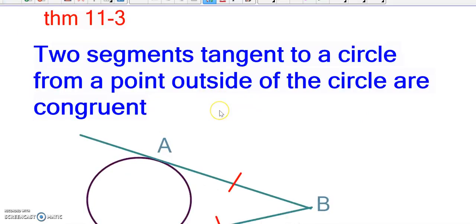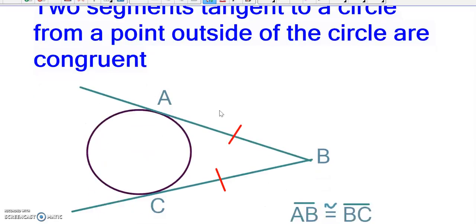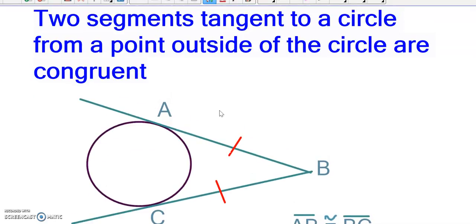All right, here's another theorem for you. You've got two segments tangent to a circle from a point outside of the circle, and they are always going to be congruent. So if you want to pause it, if you like jotting down theorems, some of you like to write them down in your notes, you can always pause this video for a minute if you need it. These are also in the book in section 11.1.